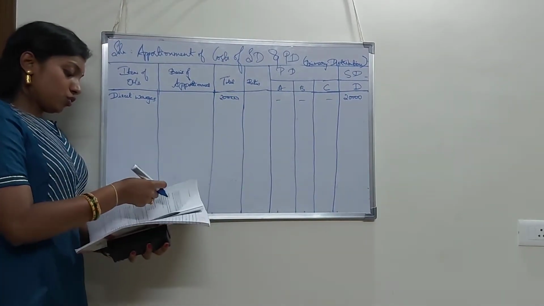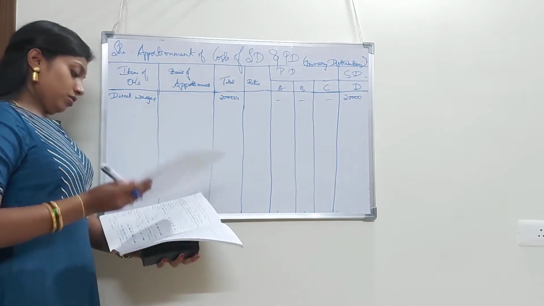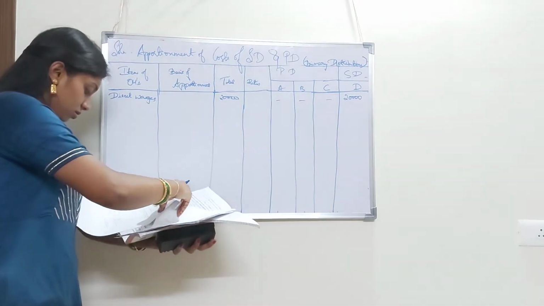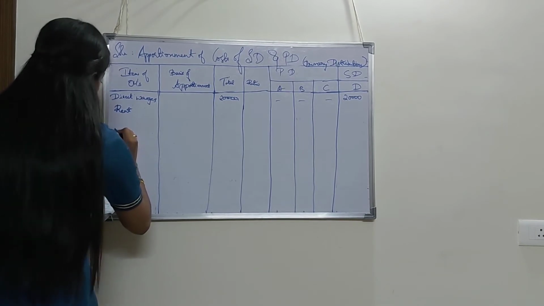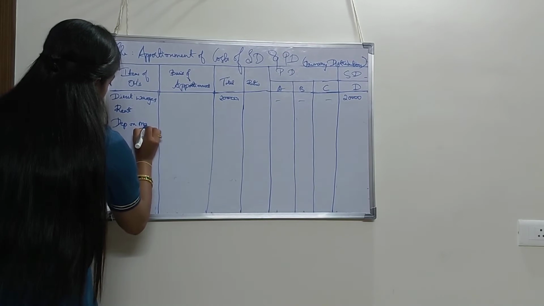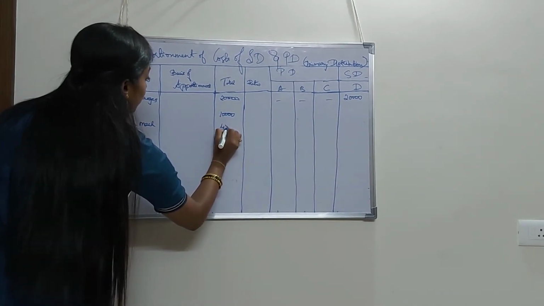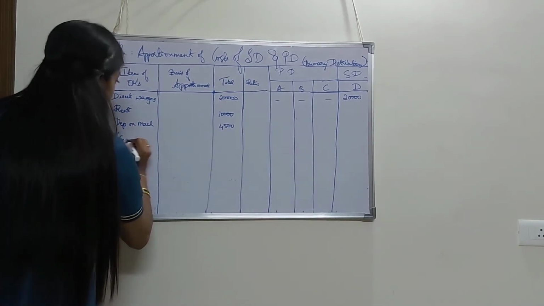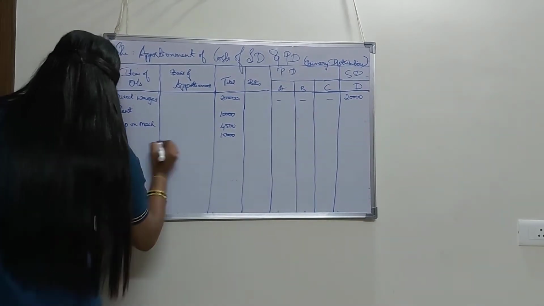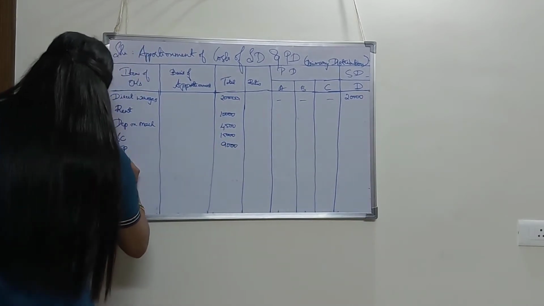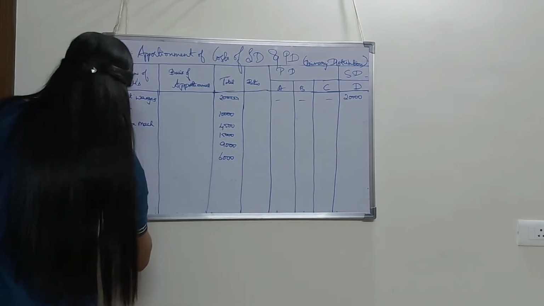Now, what I would suggest is that you just write all the expenses as they have given. So, what have they given? They have given rent. After rent, they have given depreciation on machinery. So, rent, the total amount is 10,000. Depreciation, the total amount is 4,500. Then, supervision charges, the amount is 15,000. Next, electric power, the charges are 9,000. Then, repairs of machinery, 6,000.